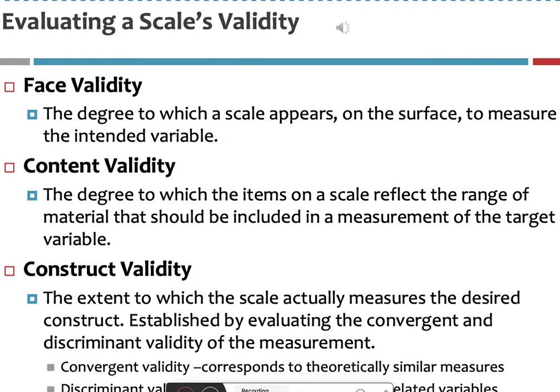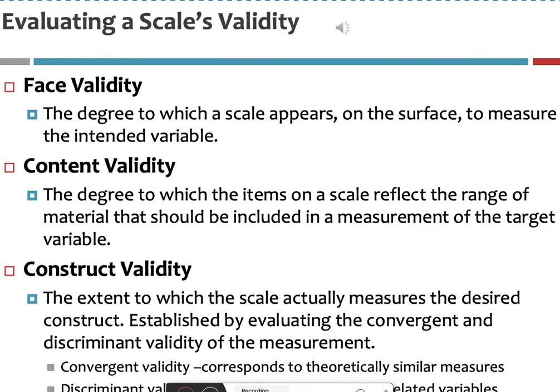So please note the difference in the definition here, or the note that I have on the slide. Discriminant validity has to do with the extent to which a measure does not correspond to measures of unrelated variables. So it's the opposite of convergent validity. Discriminant validity is where my measure of extroversion is not corresponding to things that are unrelated to extroversion.